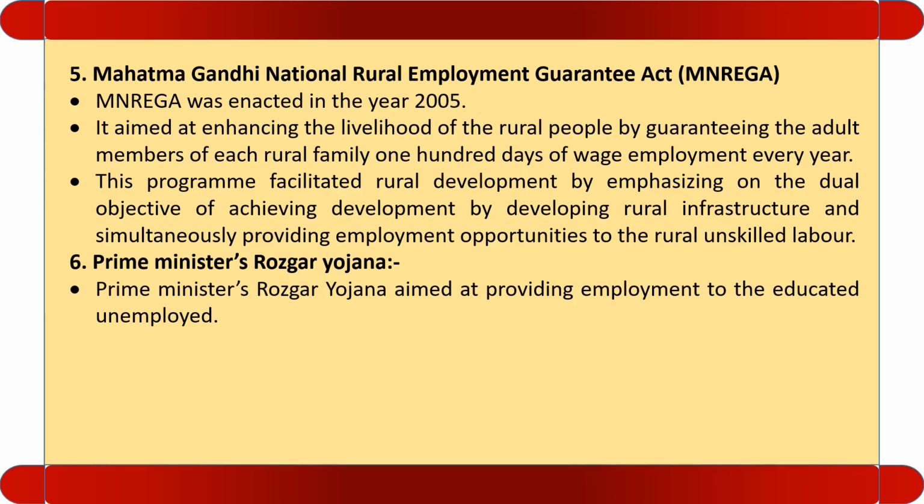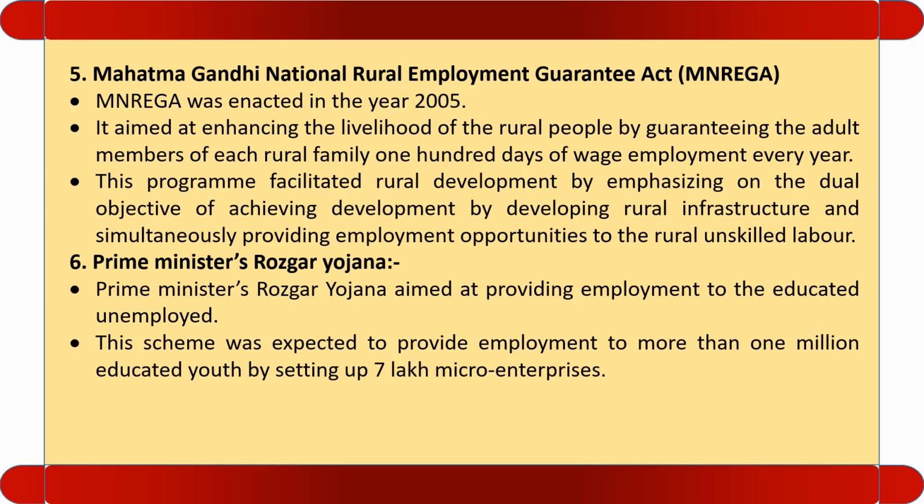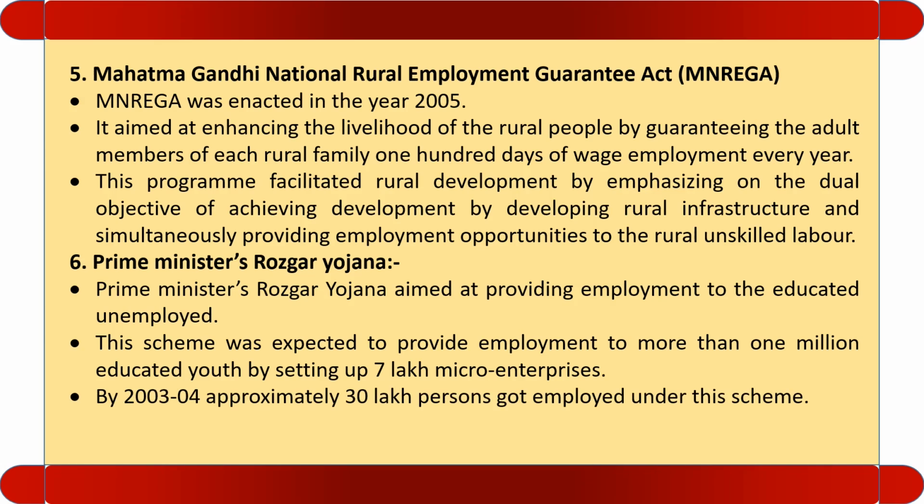Next program is Pradhan Mantri Rojgar Yojana. Pradhan Mantri Rojgar Yojana aimed at providing employment to the educated unemployed. This scheme was expected to provide employment to more than 1 million educated youth by setting up 7 lakh micro enterprises. By 2006-07, approximately 30 lakh persons got employed under this scheme.